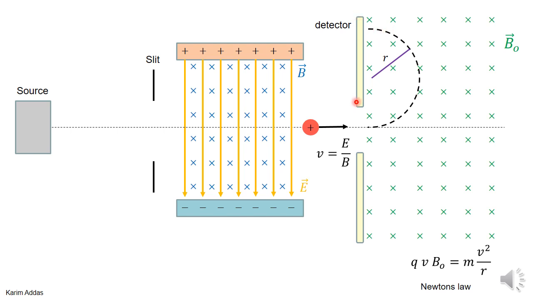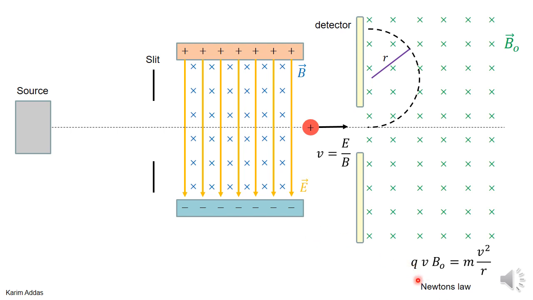If you make a wall here that has a detector on it, you can detect the location where the particle hits. So from this you can measure what the radius or the diameter of this circular path is. So let's see how this is used experimentally.